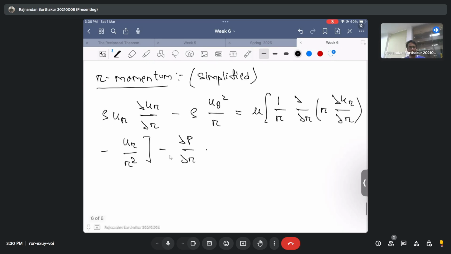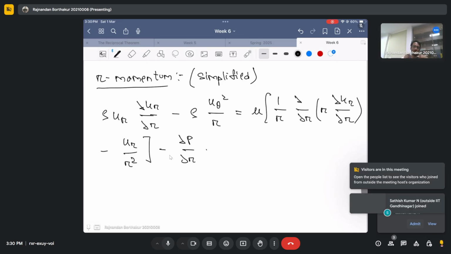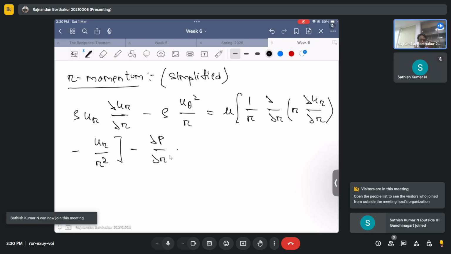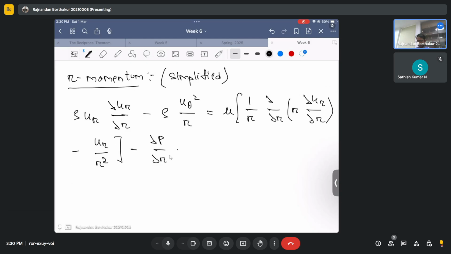I hope you realize that this is the dimensional form of the simplified r momentum equation, invoking all the assumptions. For instance, steady flow, and that the variables are independent of z. They are axisymmetric, meaning that they are independent of theta. We'll just have two components of velocity, ur and u theta, only varying along the r direction. So this is the simplified r momentum equation written in dimensional form.